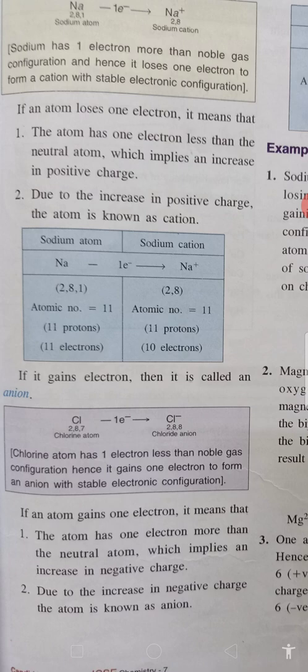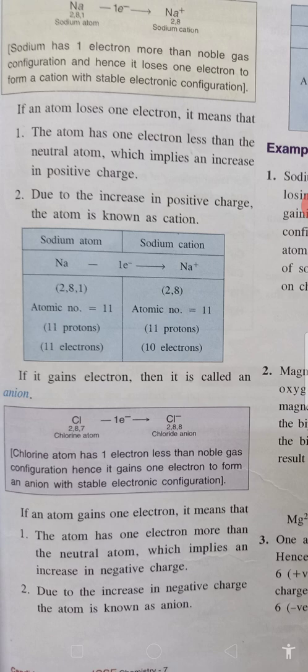Anion is negatively charged. For example, if you see the example of chlorine, a chlorine atom has 2, 8 and 7 electrons in its shells. So in order to get a stable configuration, it accepts one electron and it becomes a chloride ion. So Cl plus 1 electron would become a chloride ion, or a Cl minus ion.